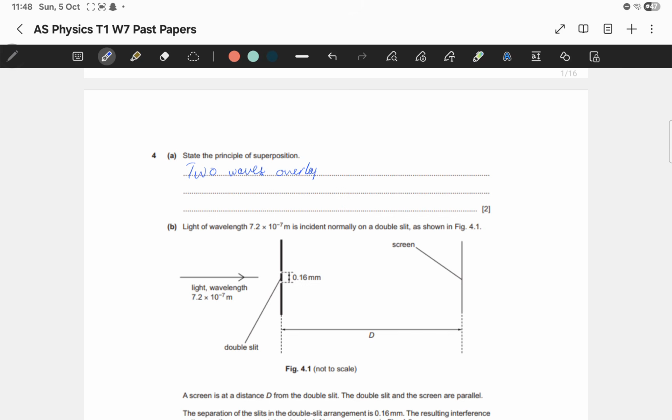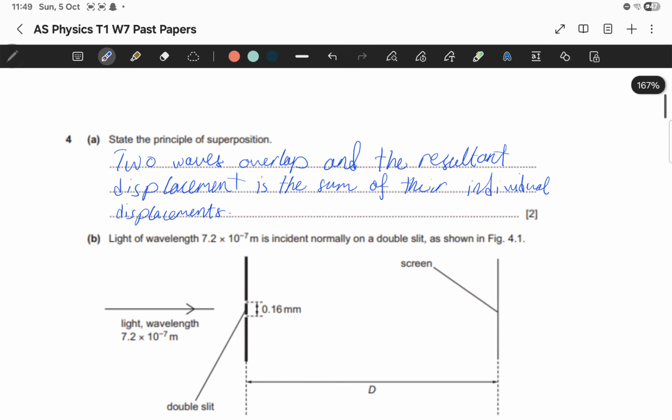overlap. That's the first mark, okay? And then you say, and the resultant displacement is the sum of their individual displacements. Okay, so you should memorize this.